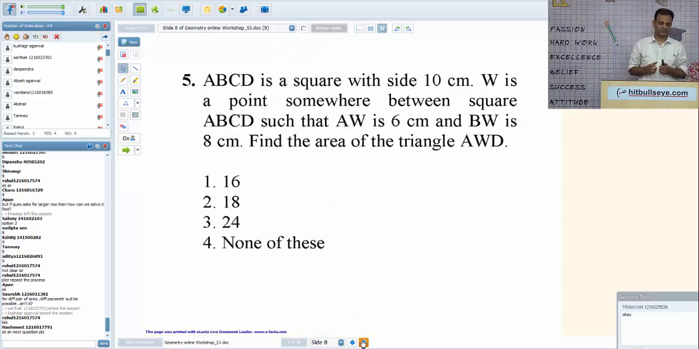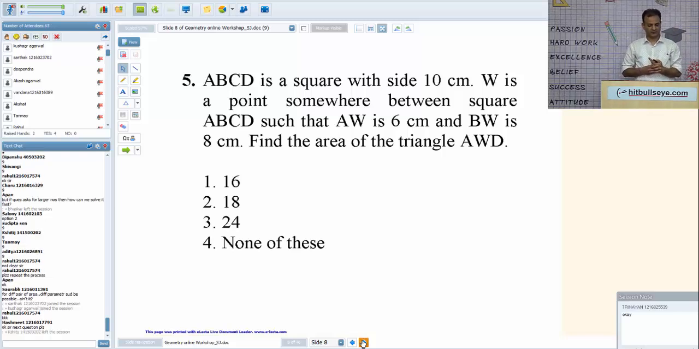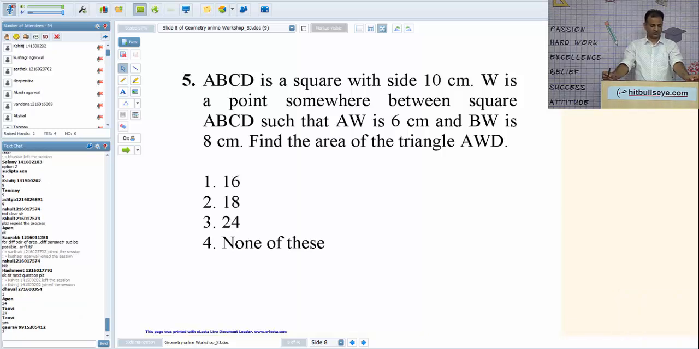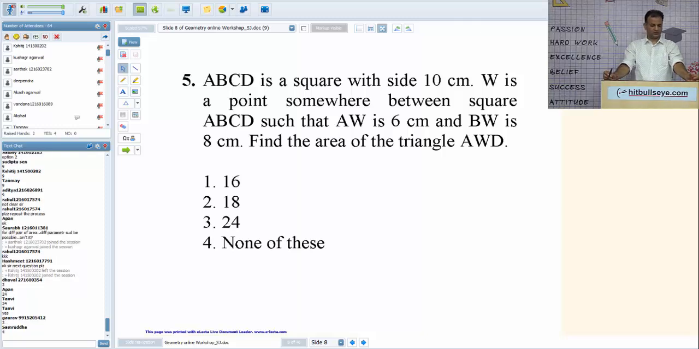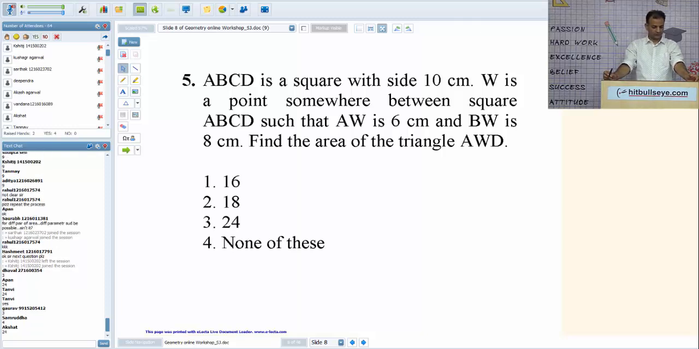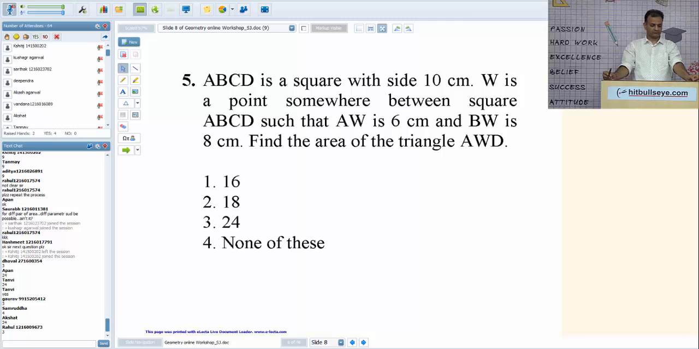Now next question, very important question, friends. It is a real XLRI question. ABCD is a square of side 10. Most of the students are coming with the answer. Third option, 24, okay. Fourth option, Akshat, 24. Third, fourth. The only fight is between third and fourth.